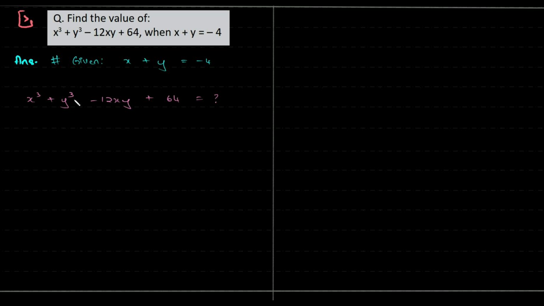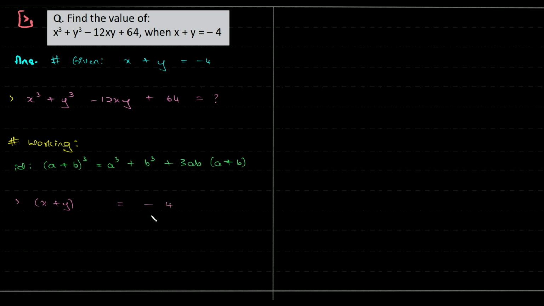If it's confusing, just look at this. It has to be plus, right? So the identity, okay, let me start with the working. The identity that we are using over here is a plus b the whole cube, which is a cube plus b cube plus 3ab into a plus b. So here we have x plus y equal to negative 4, is it not? So we are going to take up x plus y, which is equal to minus 4.